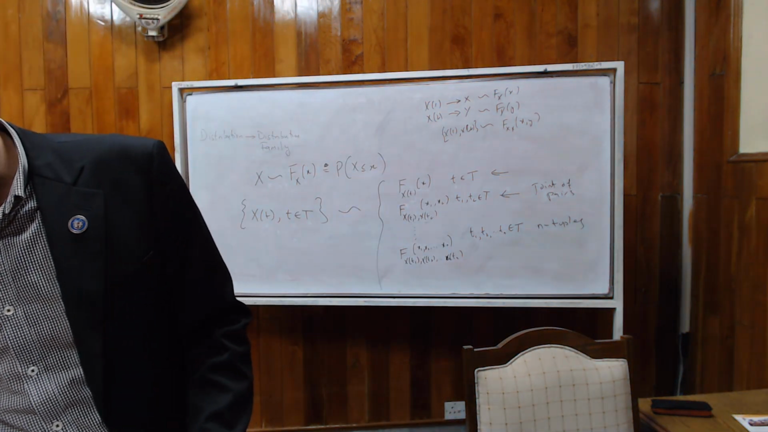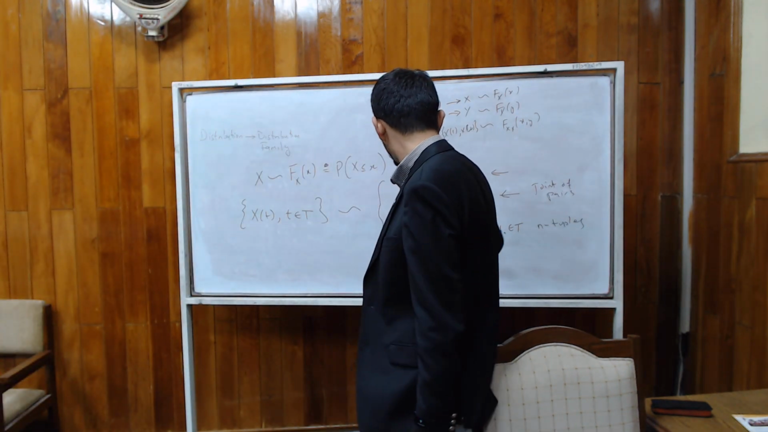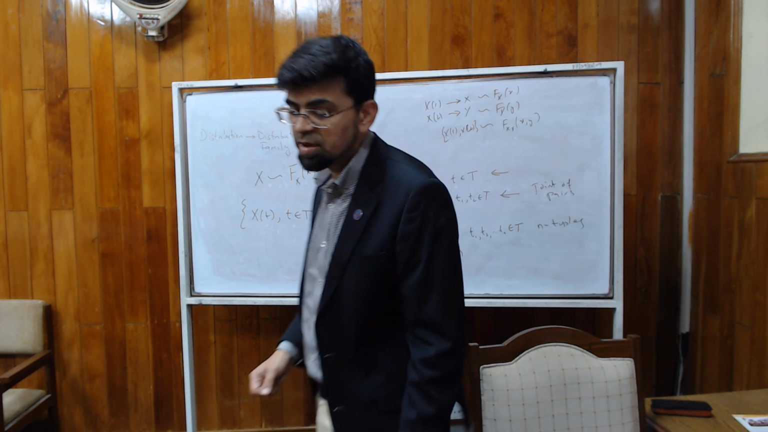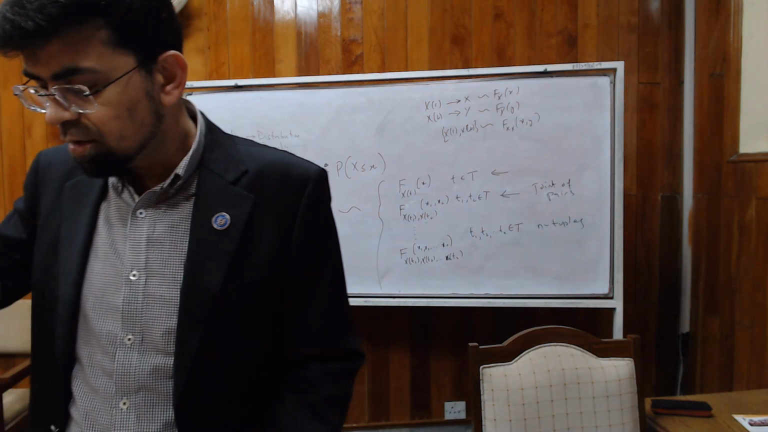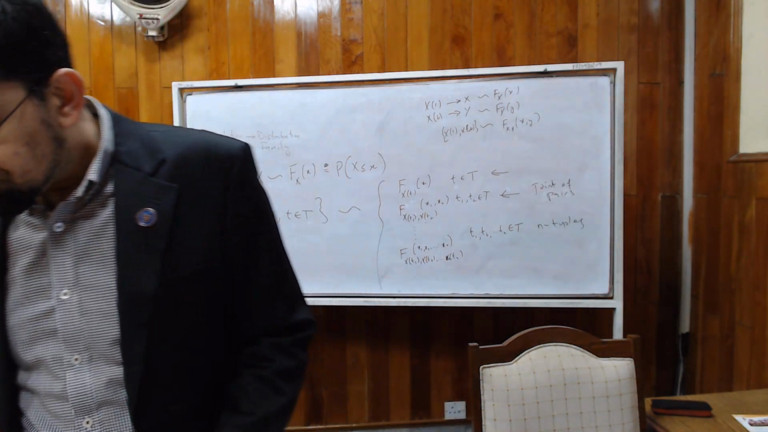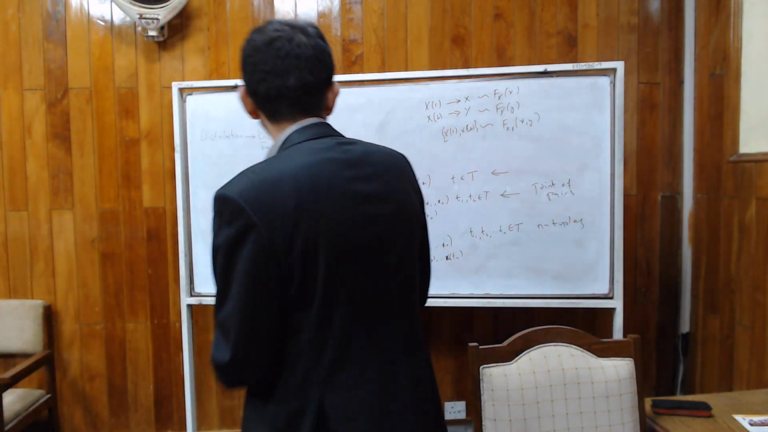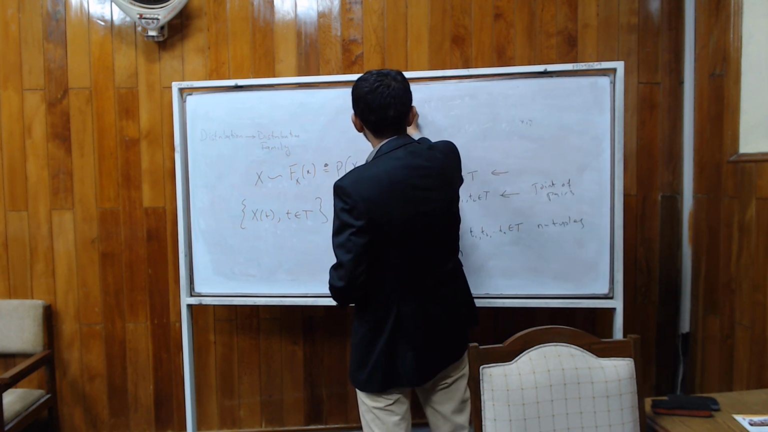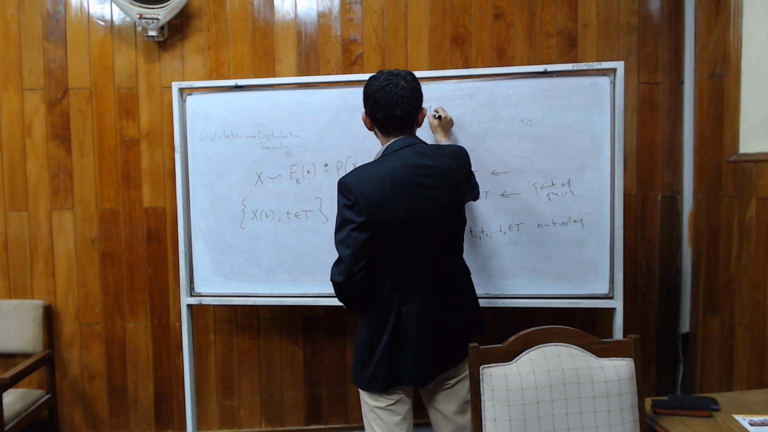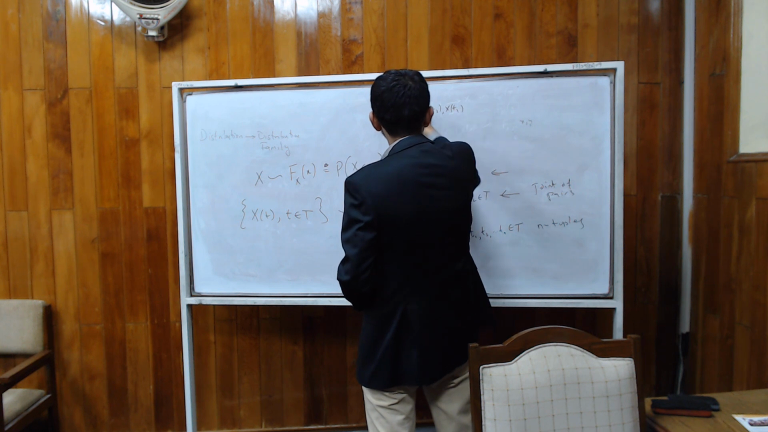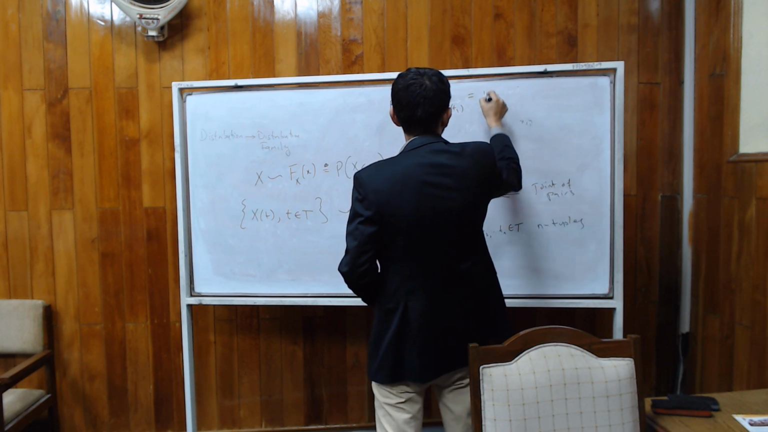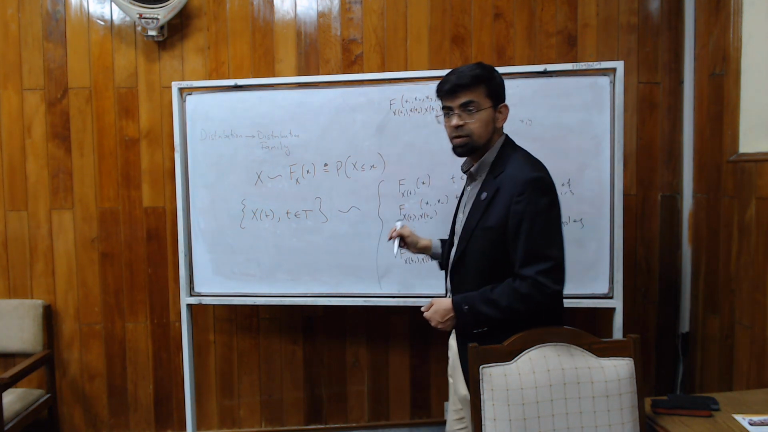What do you think this x1, x2, x3 is? Let's say we were talking about the quadruple, so it would be x1, x2, x3, x4. What are these small x's? What do they represent? Random variables. So let me make the question easier. Let's say I now want to ask, what do I really mean by F_{X(t1), X(t2), X(t3), X(t4)}(x1, x2, x3, x4)? If I wanted to write it in probability, what am I talking about?